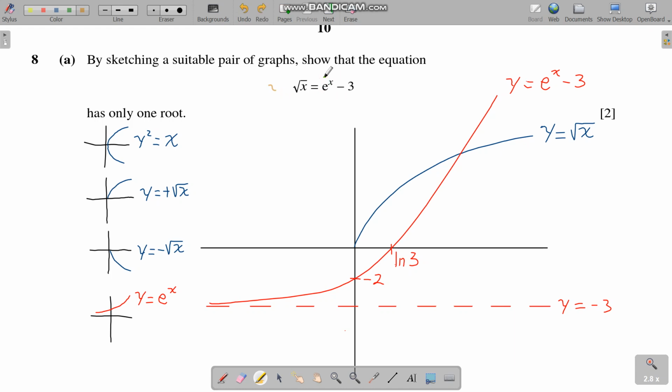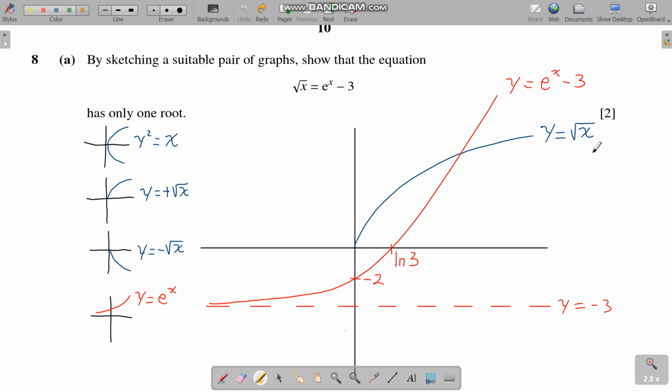So to draw y equals root x, just remember y squared equals x. It is a sideways parabola. The positive square root is the top half. The negative square root is the bottom half. So here we use the top half. We have this kind of graph.